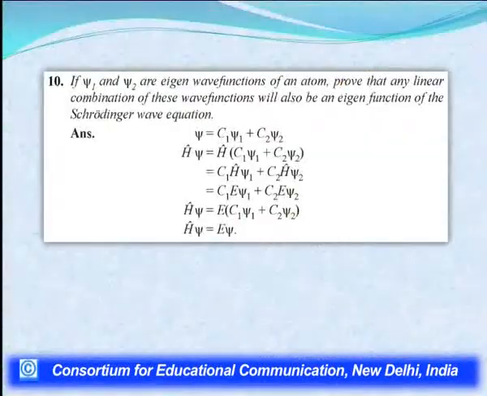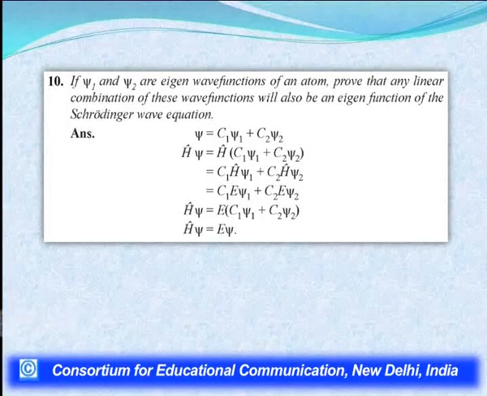The last question on the eigenfunction: if psi 1 and psi 2 are eigen wave functions of an atom, suppose there is an atom and two wave functions, psi 1 as well as psi 2, then prove that any linear combination of these wave functions will also be an eigen wave function of the Schrodinger wave equation.